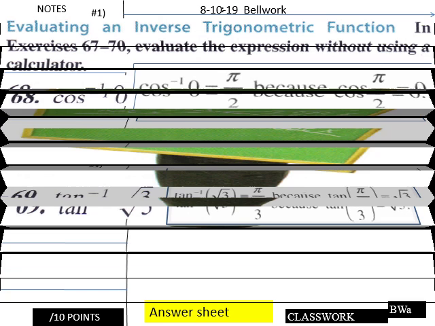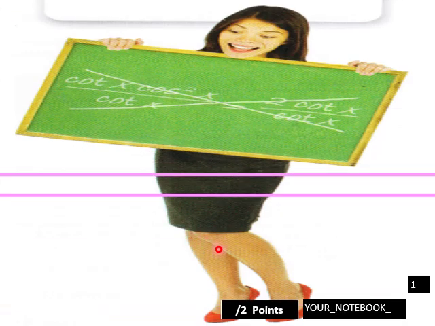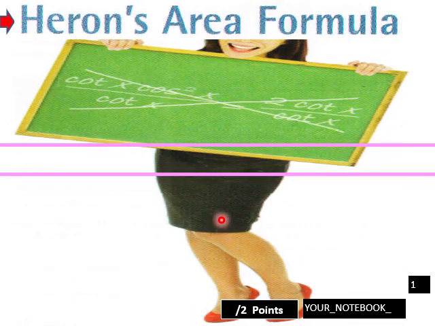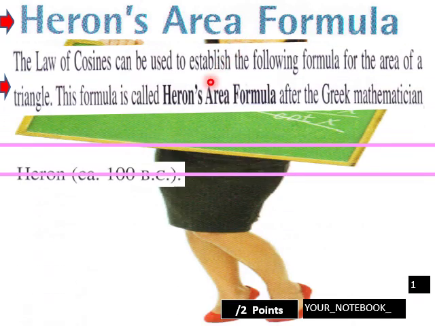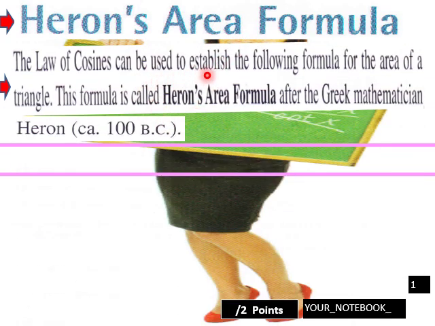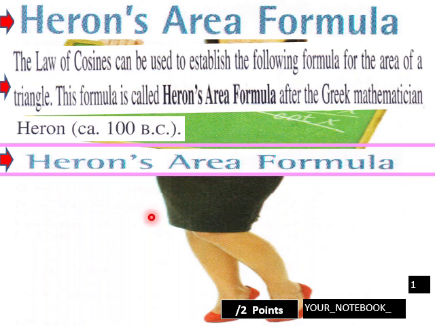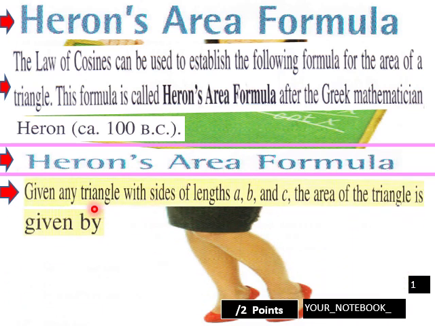Okay, to our lesson today, we start with a notebook entry here, Heron's area formula. The law of cosines can be used to establish the formula for the area of a triangle. This formula is called Heron's area formula after the Greek mathematician Heron, circa 100 BC. So here is the formula, and this goes in your notebook, students. If you don't have a notebook guide, you have to take this down into your notebook.